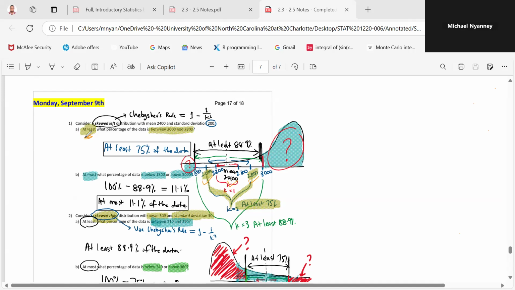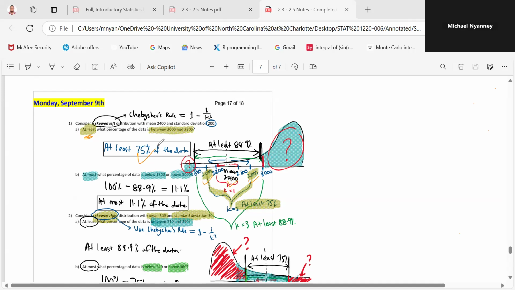So we want to find what percentage of our data is between 2000 and 2800. We create this interval and realize that we have to go 2 standard deviations from the mean. And by the Chebychev theorem, you are going to have at least 3/4 of our data set between this interval. If you convert 3/4 to a percentage, then at least 75% of our data set is within this interval. You can write at least 3/4 of our data set, or at least 75% of our data set, within this interval.